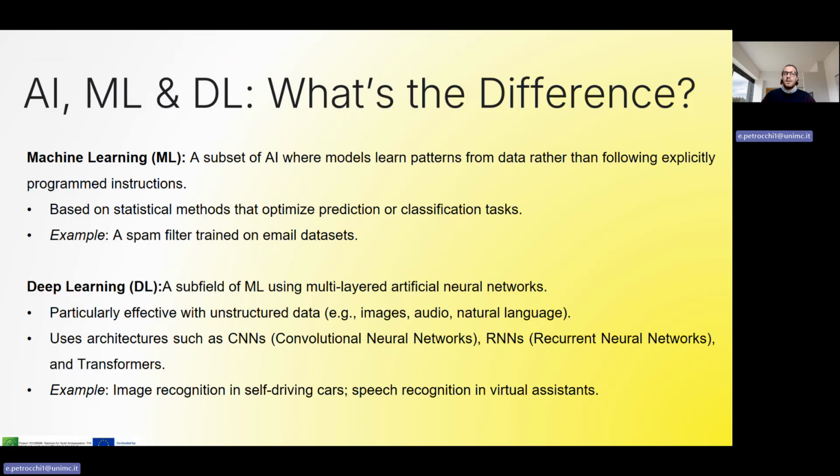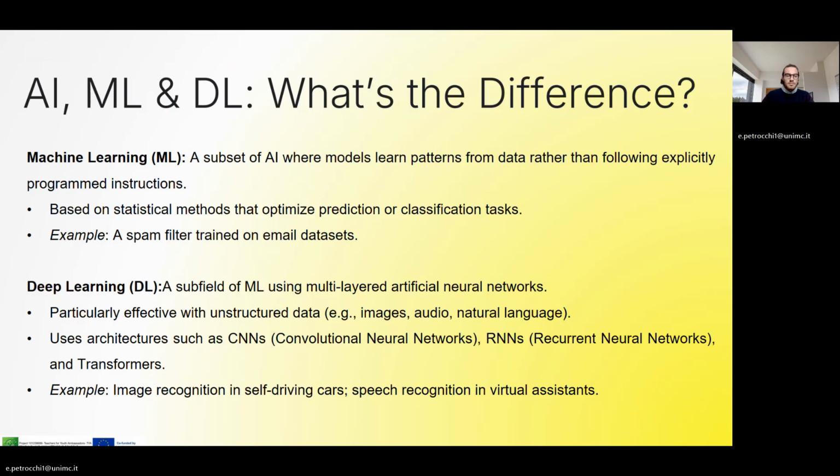What is machine learning then? Machine learning is a subset of AI where models learn patterns from data rather than following explicitly programmed instructions. And machine learning is based on statistical methods that aim at optimizing prediction or classification tasks. An example is a spam filter that is trained on a data set of previous emails.